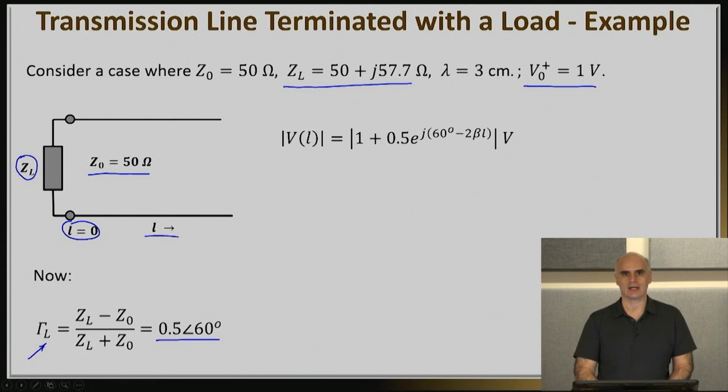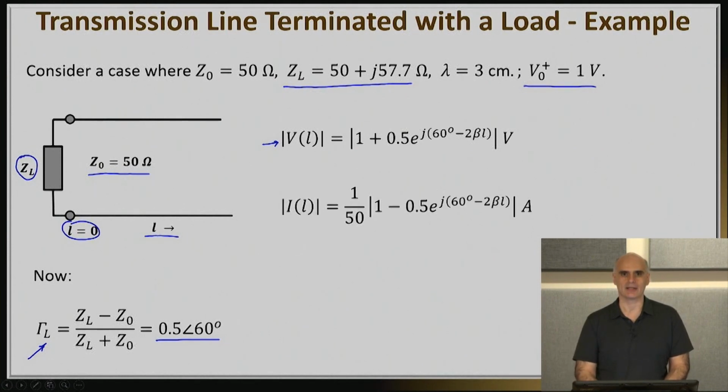So you can go ahead now and use the expressions that we learned before for the magnitude of the voltage and the magnitude of the current. So here's the magnitude of the voltage. It's going to be equal to |1 + 0.5 e^(j(60 degrees minus 2βL))|. And if you apply the same thing for the current, you will get the expression right here.